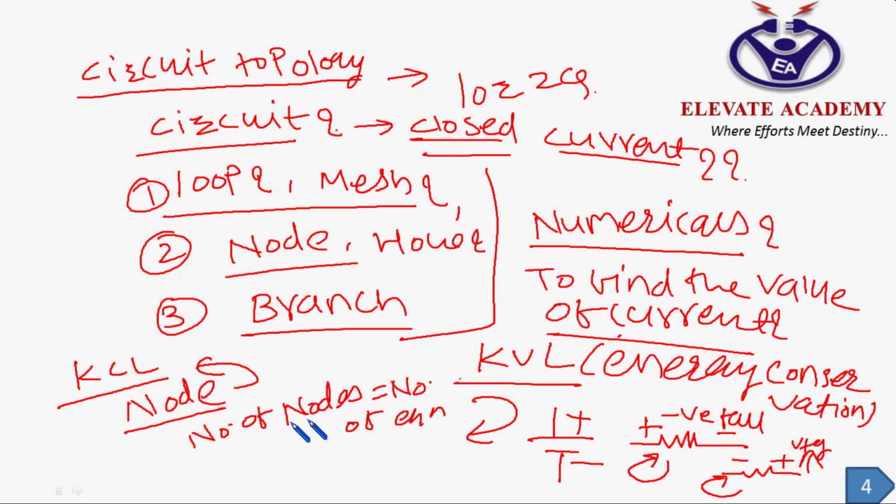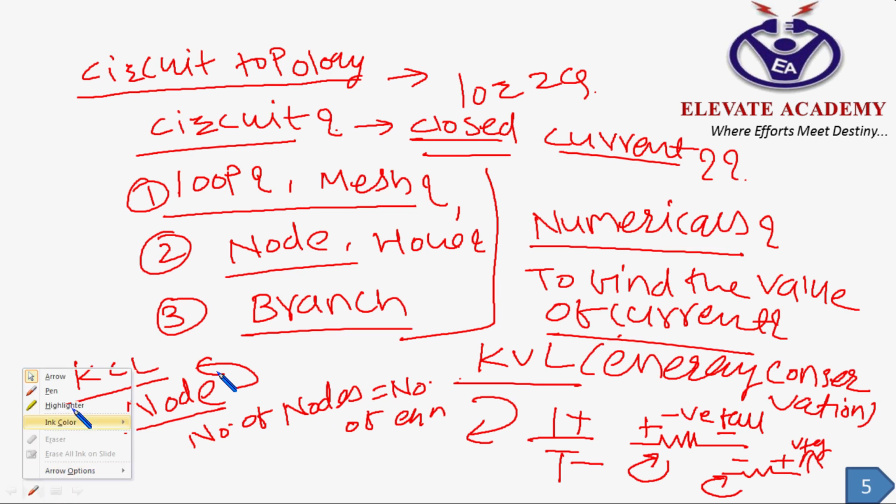Once you know the voltage easily, you can find the current flowing through any branch. That is nothing but your KCL. That is nothing but a simple nodal analysis with the help of Kirchhoff's current law. So these are the two basic laws that we are applying while calculating the currents or while analyzing any circuit: KCL and KVL. Now let's move forward.